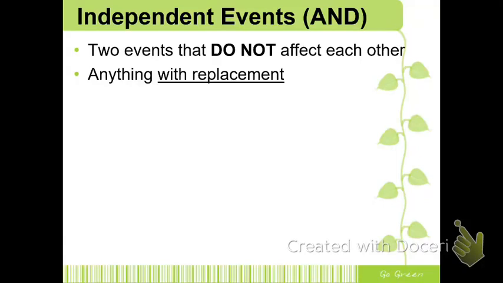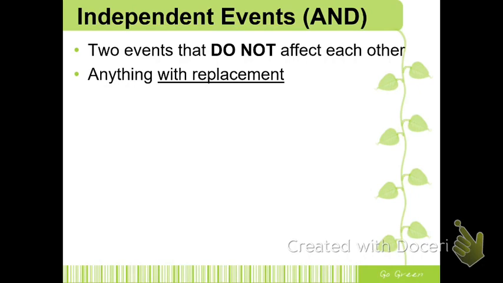Moving on, the next two videos will be about compound probability, which is when you have multiple events. Some events are independent and others are dependent. First, we'll look at independent events. That means that the two events do not affect each other.